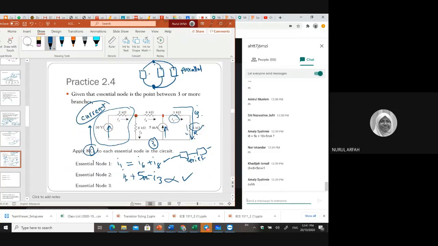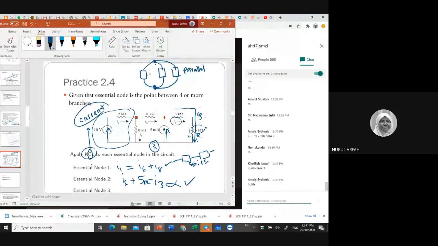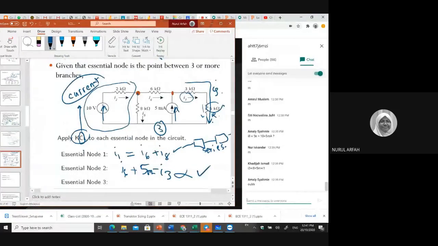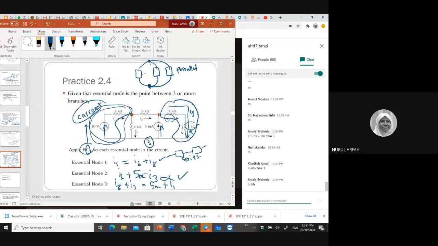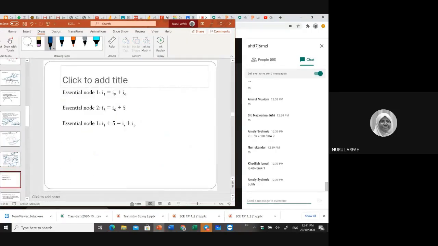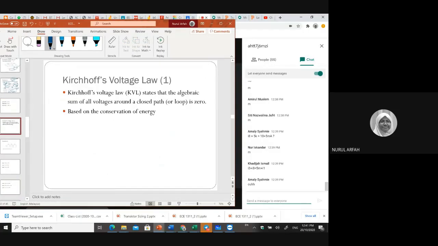Okay, good. Now the answer is, betul. I8 plus I3 equal to 5 milli. Don't forget the milli. And then plus with I1. Okay. This in series. This in series. Okay. That's good. Tapi kenapa dia ada another... ni betul lah. Betul-betul. Alright.